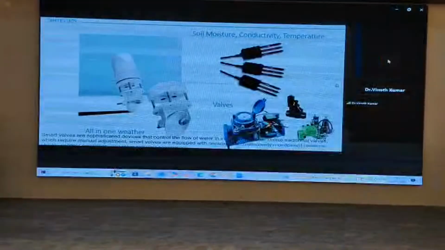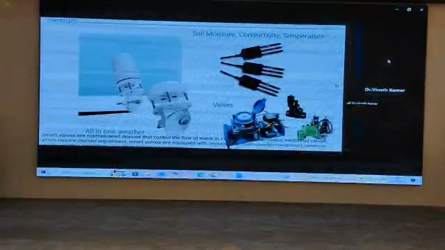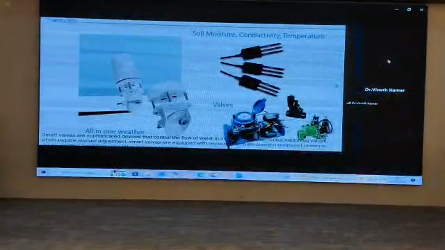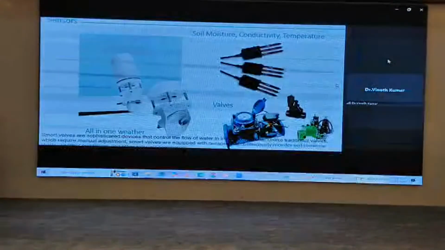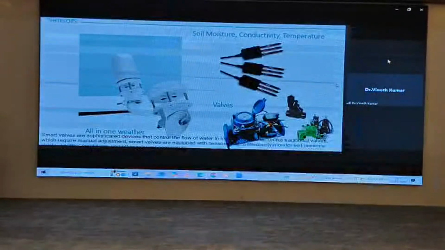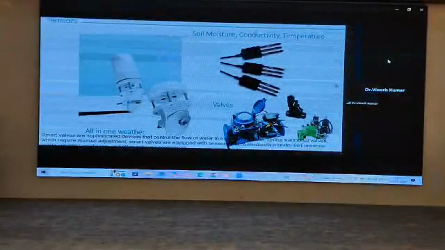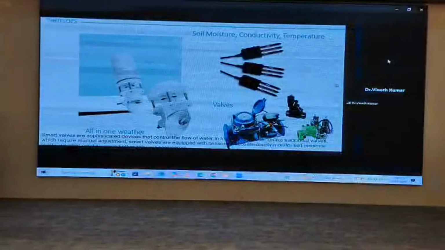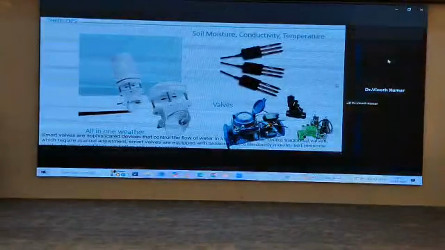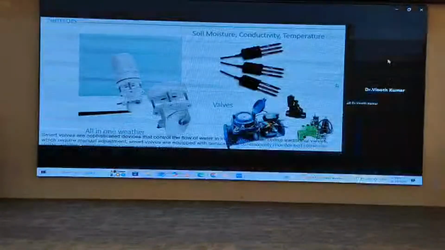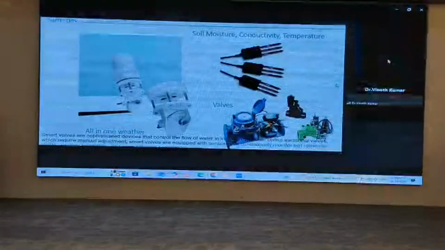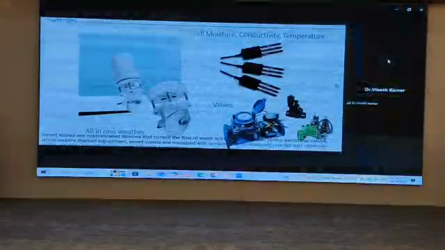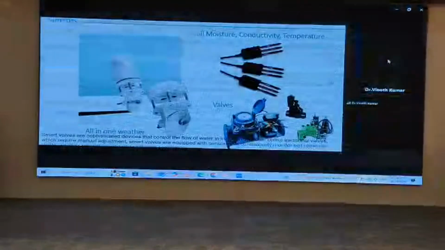Then valves also we are using. Smart valves are sophisticated devices that control the flow of water in the irrigation system. Unlike the traditional valves we use, those won't help to make a smart farm. This valve monitors the soil moisture. If it is regular, it will start the irrigation system. Otherwise, it will stop it.